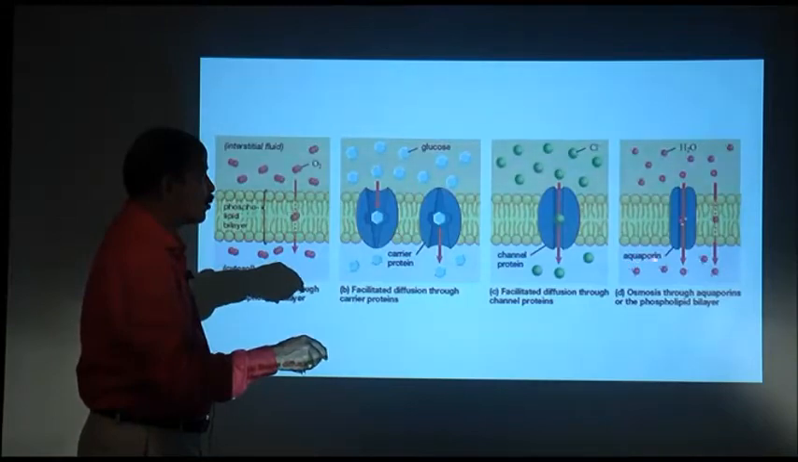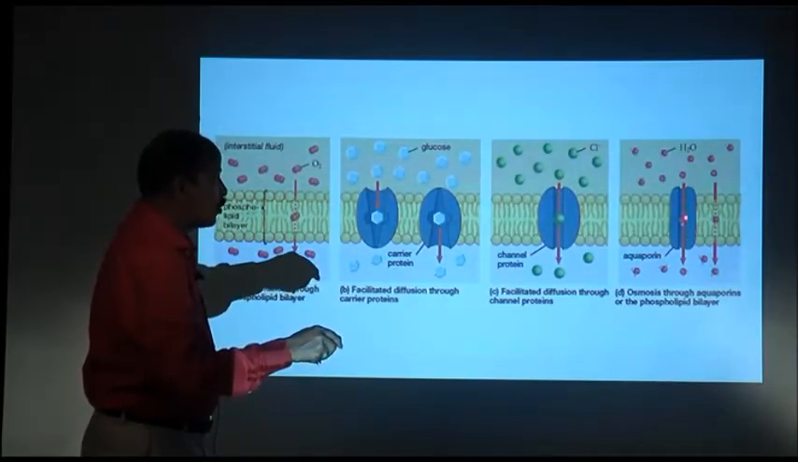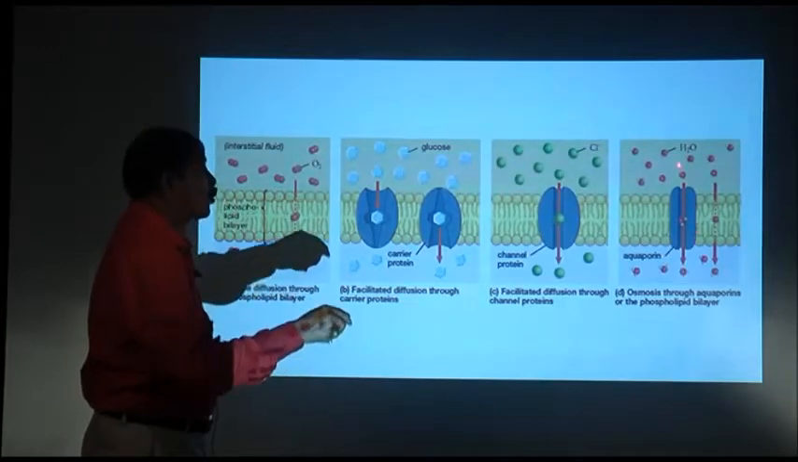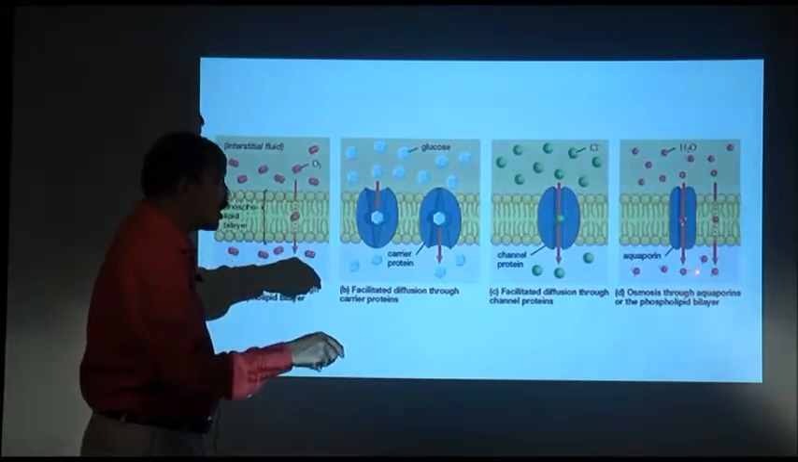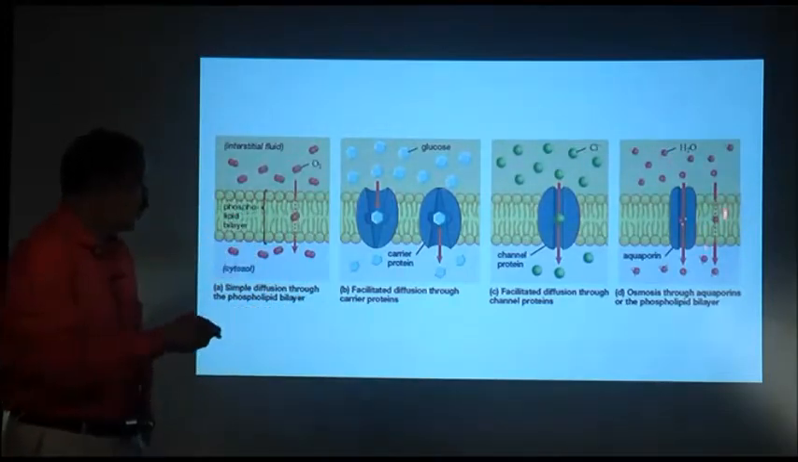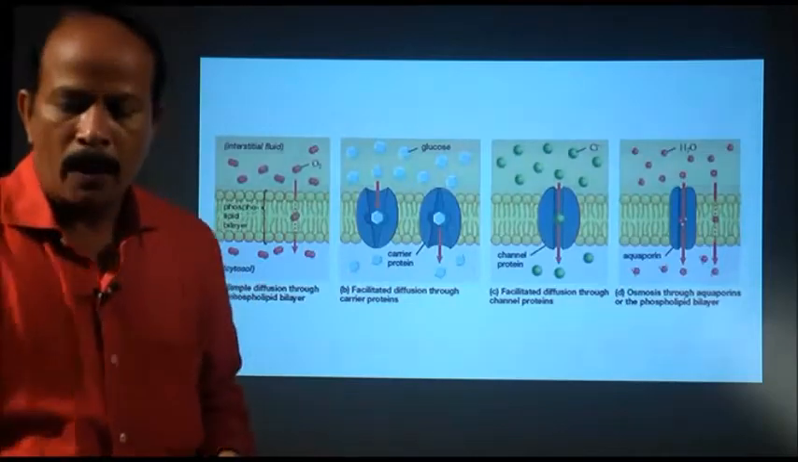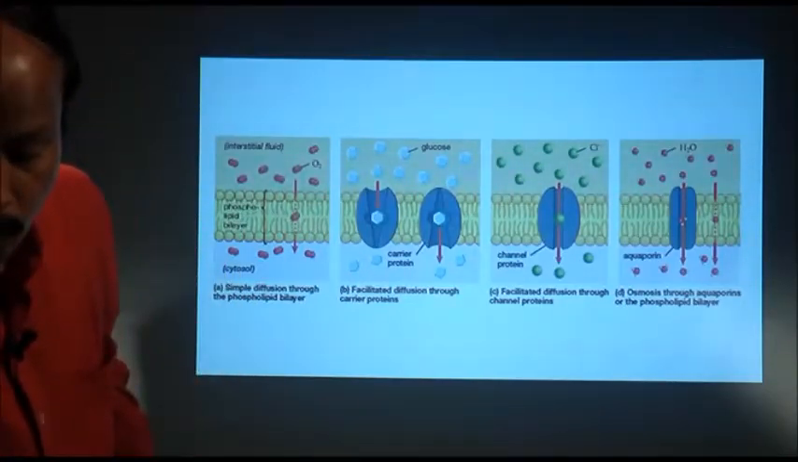Aqua means water, and porin is a protein. So this protein also facilitates, through its channels, the passage of water molecules from one side of the membrane to the other, because water is a polar structure. So this diagram explains how molecules move across the membrane.